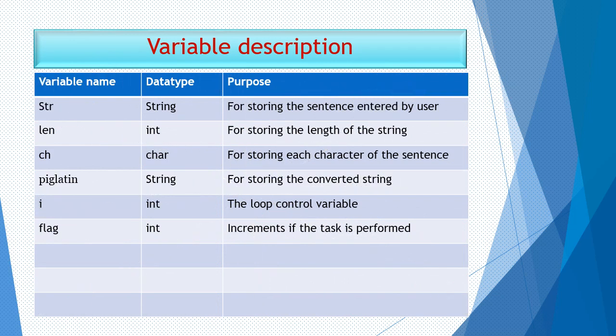Now we see the various variables used in this program. As you know, str is the variable used for storing the string entered by the user. len of int type for storing the length of the string. ch of char type for storing each character of the string. PigLatin is the variable used for storing the word in Pig Latin form. i is the loop control variable. flag increments when the task is performed.